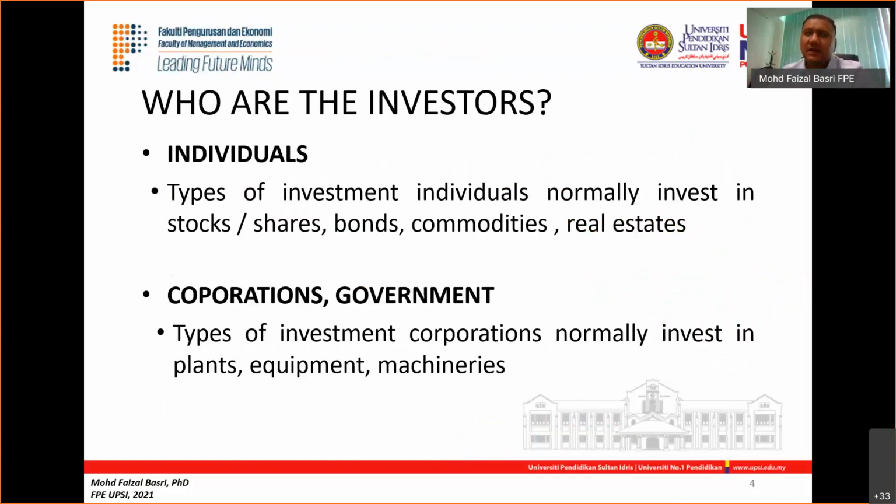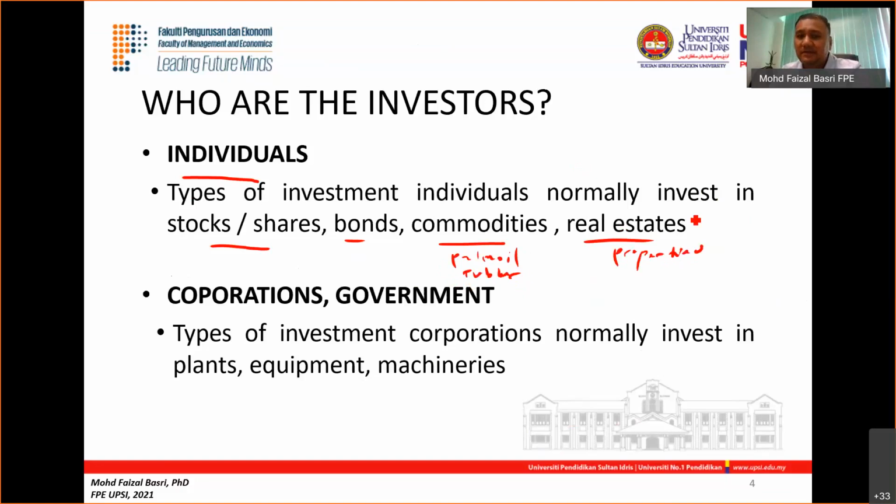What is investment? And who are these investors? Okay, so we can categorize them into two. The individuals. So the individuals include everyone, meaning all of you, myself, our friends and families, all are considered under individual investors. Most of the time we will invest in stocks, bonds, commodities like palm oil, maybe rubber, these are commodities lah. Real estate, inclusive of property, contohnya.